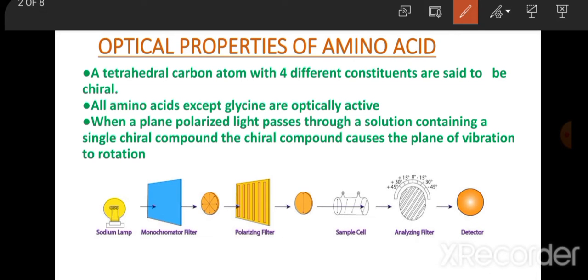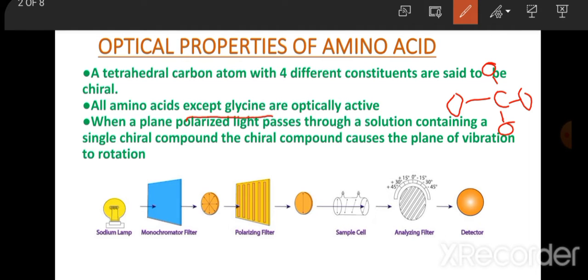A tetrahedral carbon atom with 4 different constituents is said to be chiral. In the previous video, I explained what chiral is: a carbon that has 4 different atoms present in its 4 hands. That's chiral. All amino acids except glycine are optically active.